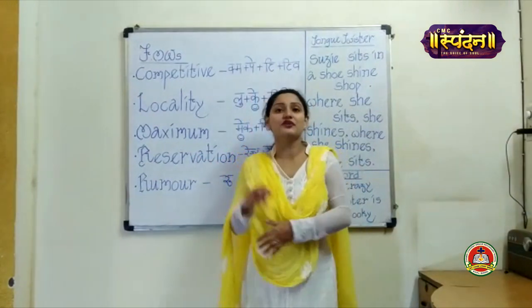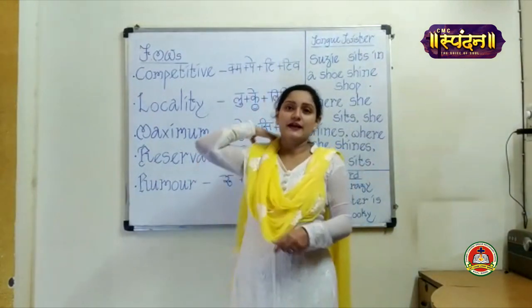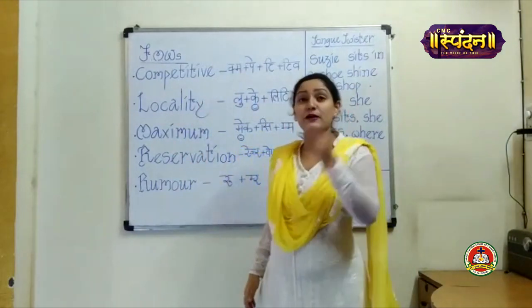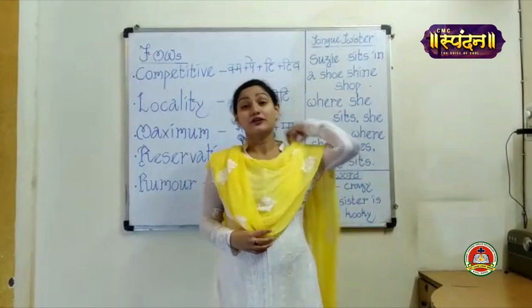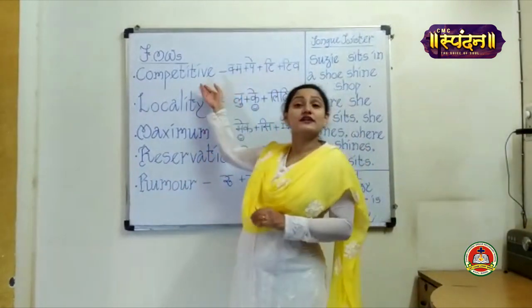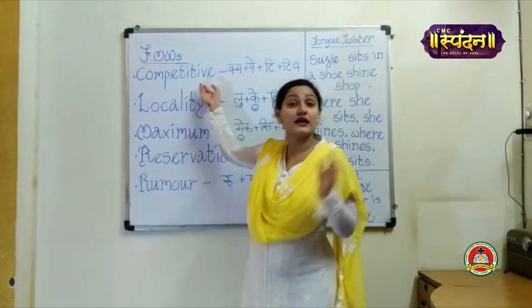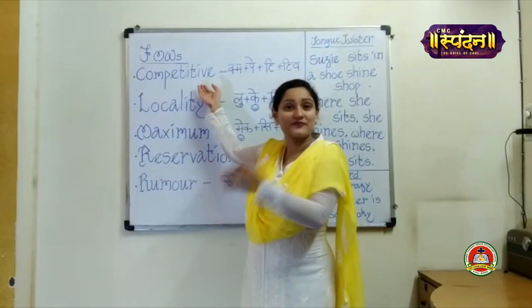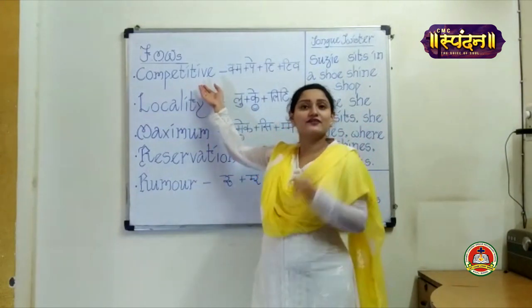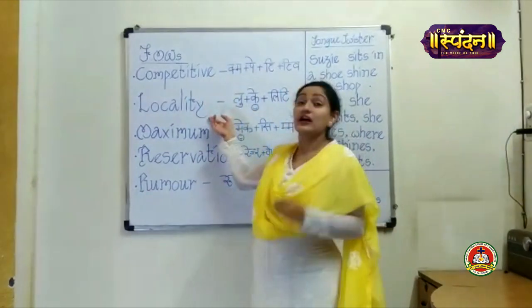So these were the FMWs for today. For even better practice, let us repeat all the words. I expect all my listeners, all the learners to kindly repeat the words after me. The first word is competitive. Competitive. Yes, you may repeat. Competitive. The next that you see over here is locality.